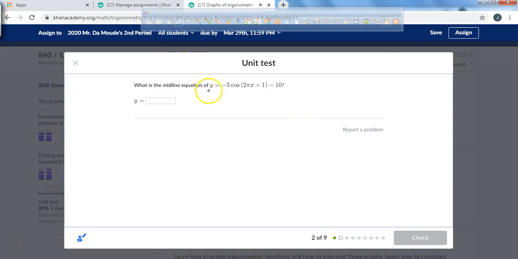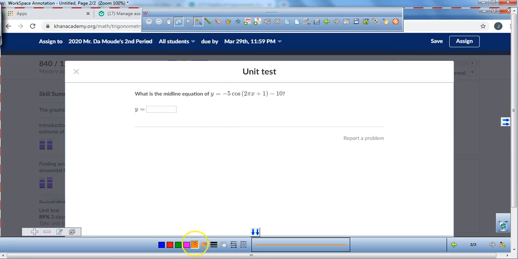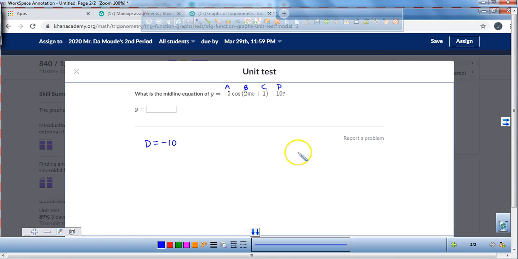All right. Now this one says, what is the midline? Well, that's going to be pretty easy. We just kind of talked about it. All right. So I'm going to identify the things once again. Right, we have A, we have B, we have C, then we have D. This one says, what is the midline? Well, the midline is the D value, and our D value is -10.